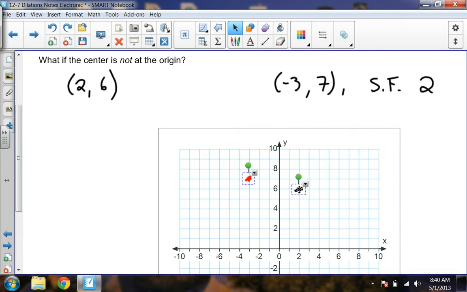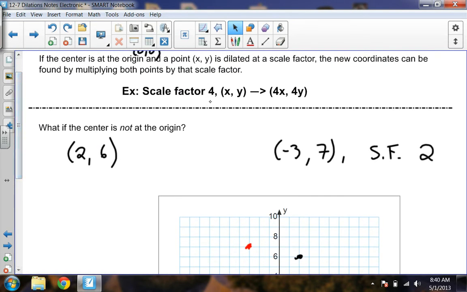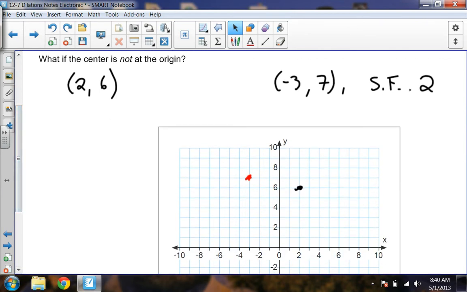Here's why it becomes tricky. I can't just take my scale factor and multiply it by these points. What if I took -3, 7 and multiplied it by a scale factor of 2 here? Then I'd get -6, 14. And is that a similar point that's the distance away from the center? No, our point's somewhere over here. So we need to treat this right here like we are at the origin with our center.